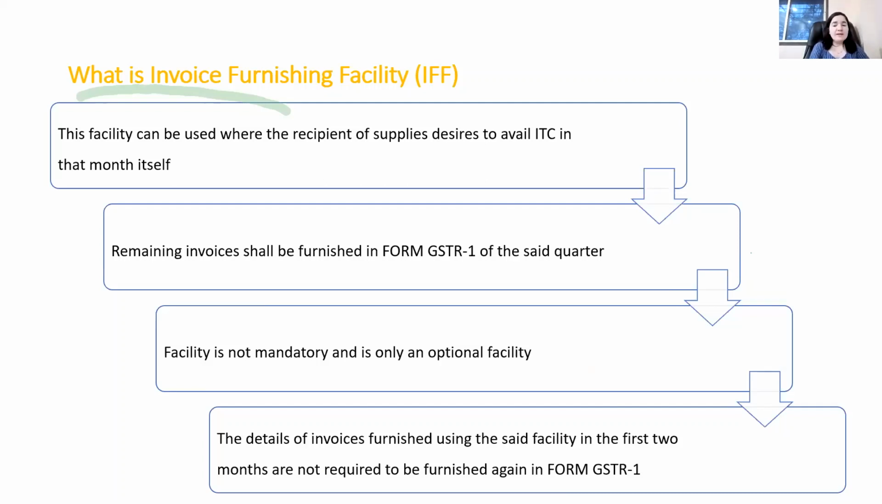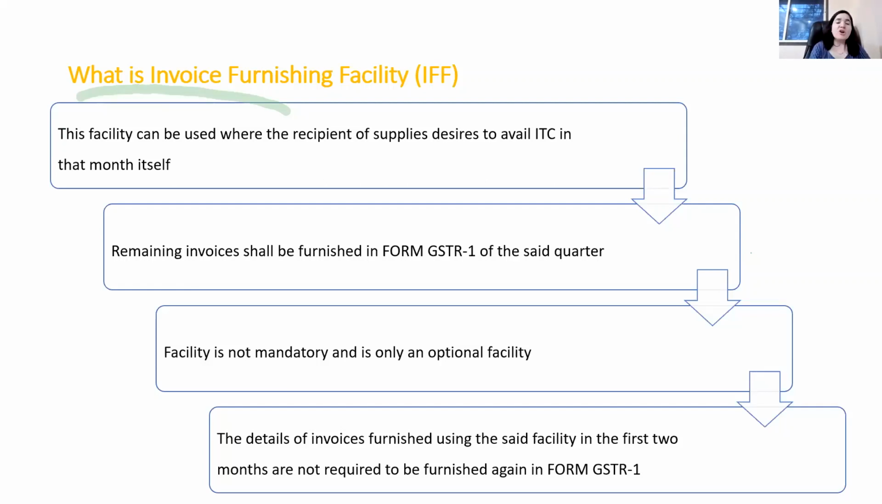Now, regarding details of invoices furnished using the IFF facility, first please note that whatever details are furnished using the IFF facility are not required to be furnished again in the monthly GSTR1. So again, reconciliation is required. Whatever invoices the taxpayer has furnished using the IFF in the first 2 months are not required to be furnished in the GSTR1. If you furnish them, they could get considered double, because in the notification they specifically said that if invoices are already uploaded using the IFF facility, then in GSTR1 those invoices are not required to be considered.